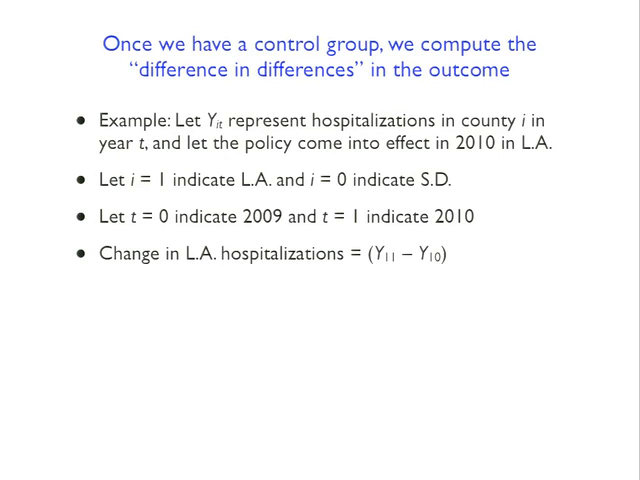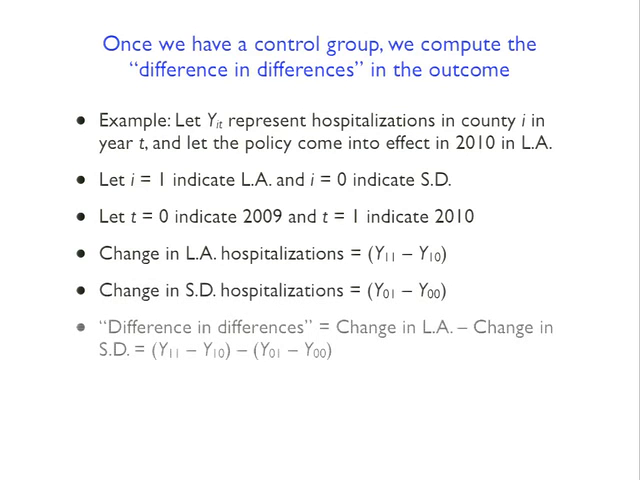First you could look at the change in Los Angeles hospitalizations, which would be Y11 minus Y10. And then you could look at the change in San Diego hospitalizations, which would be Y01 minus Y00. And then you can compute this difference in differences estimate. Literally, it is the difference in these two differences. It would be the change in Los Angeles hospitalizations minus the change in San Diego hospitalizations, or as you can see here, the quantity Y11 minus Y10 minus the quantity Y01 minus Y00.